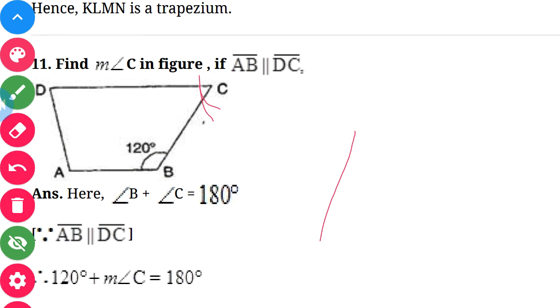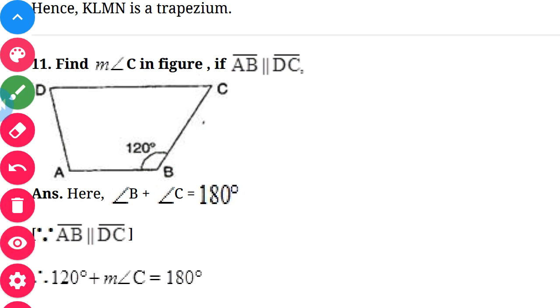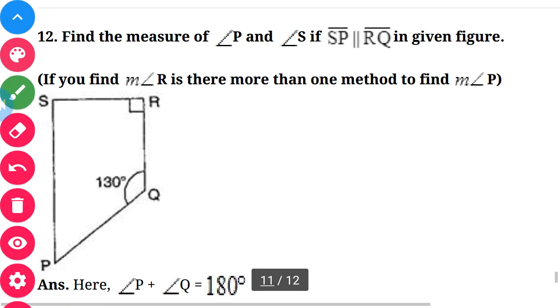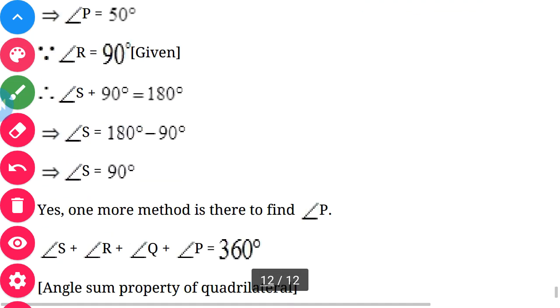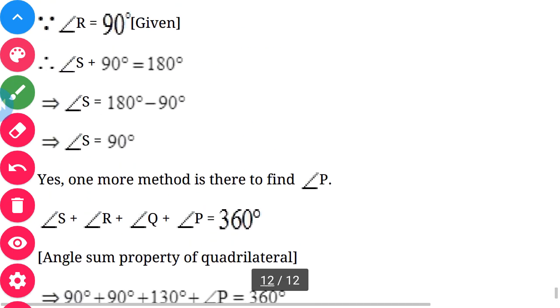That is, adjacent angles, when we sum up two angles we get 180 degrees, and when I subtract 120 I get 60 degrees. So angle C becomes 60 degrees. Write the proper statements and try to solve it. Okay, the last but not the least, so here it is the 12th sum.